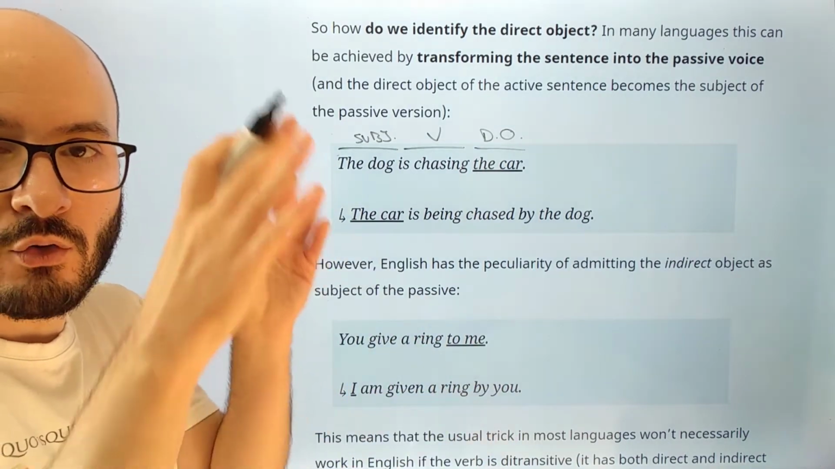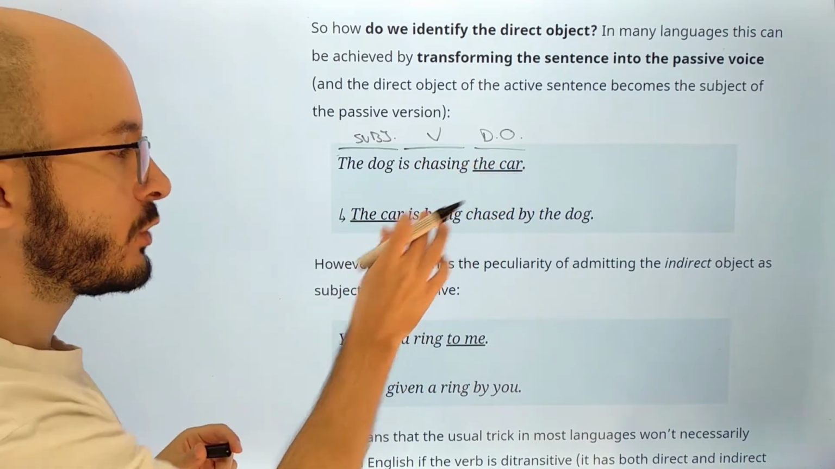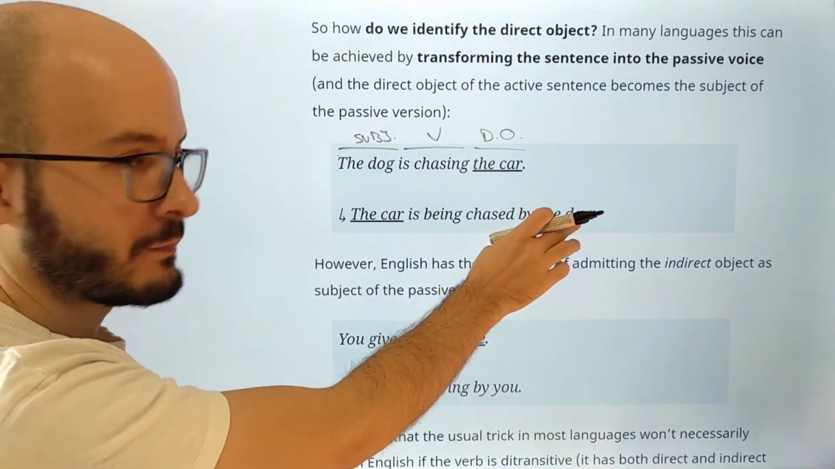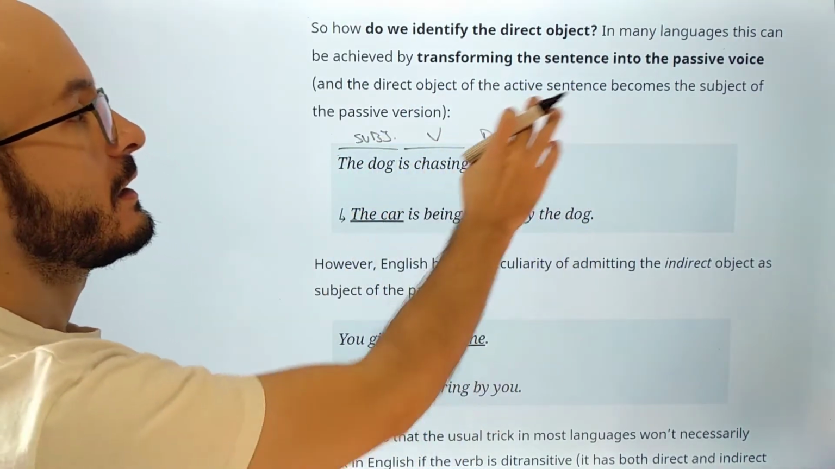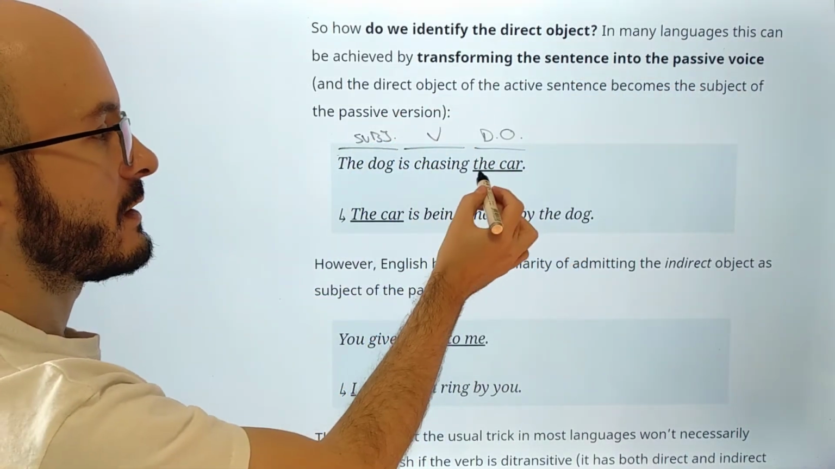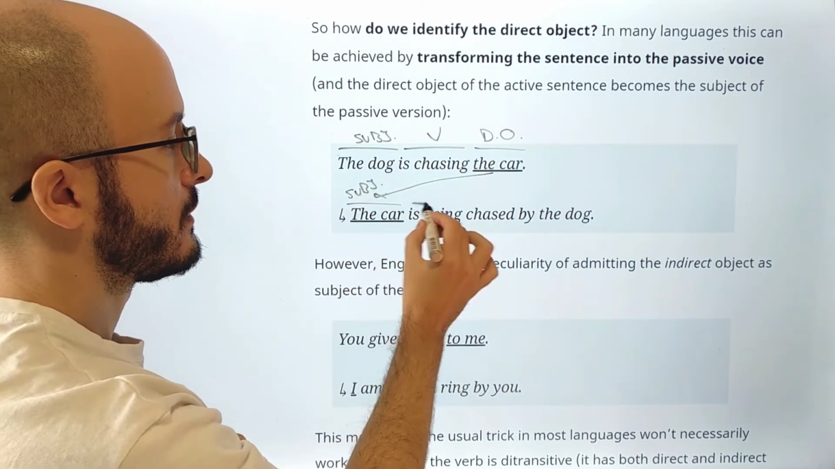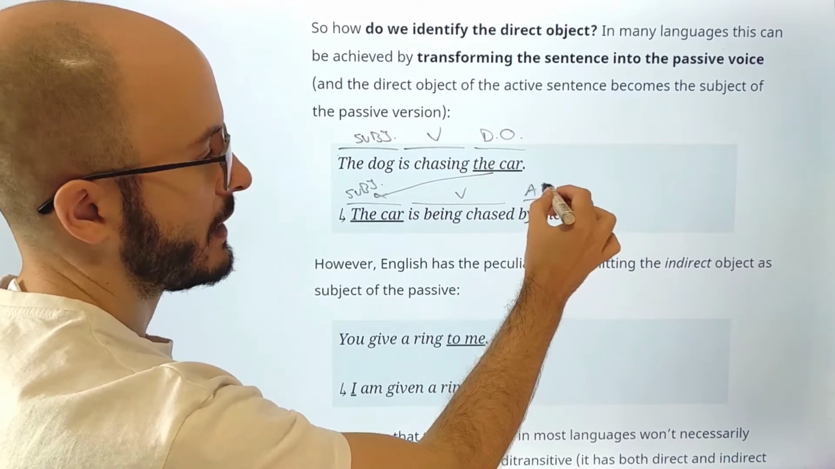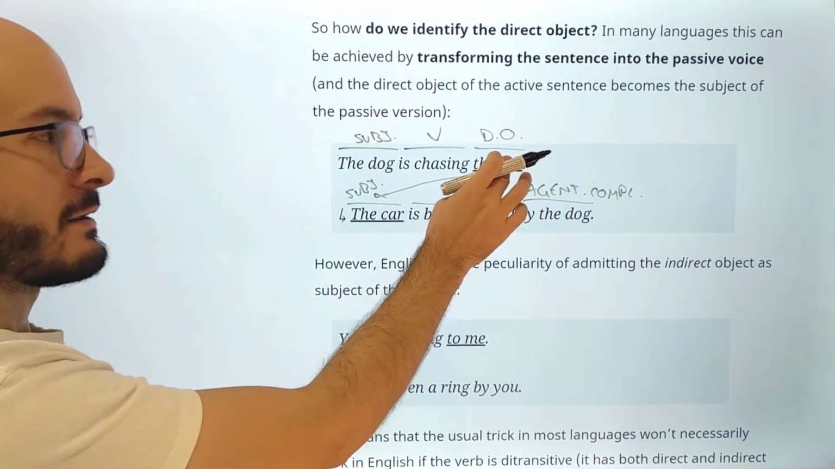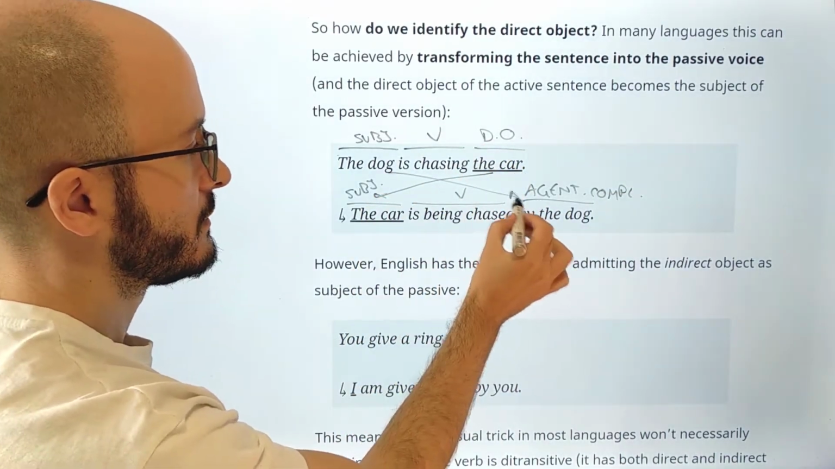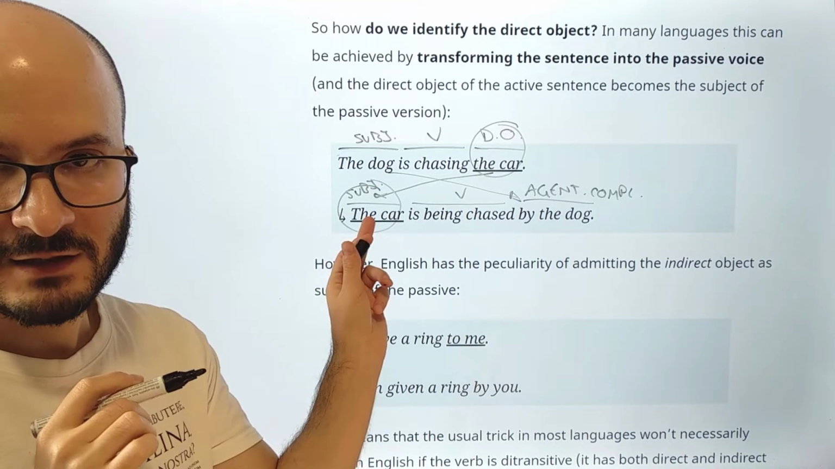Okay, let's confirm it. If we transform this into the passive voice, it will be the car is being chased by the dog. So we see the direct object of the active, this is the active and this is the passive, no? Becomes the subject of the passive version. And that's exactly what happened here. Okay? This is the verb and this is the agent's complement. Whatever. Doesn't matter, okay? So yeah, the direct object becomes the subject of the passive.